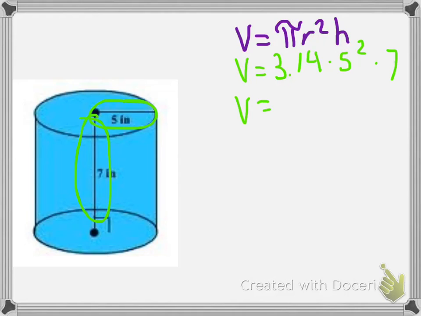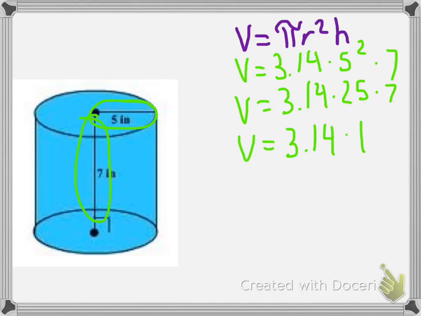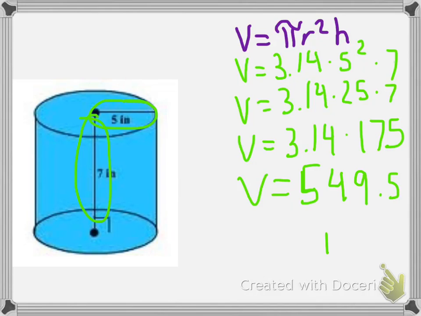So volume equals 3.14 times 25 times 7. So 25 times 7 is equal to 175. So 3.14 times 175. So volume equals, and our answer is 549.5 inches cubed.